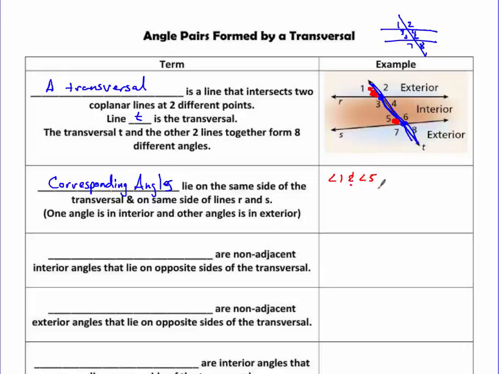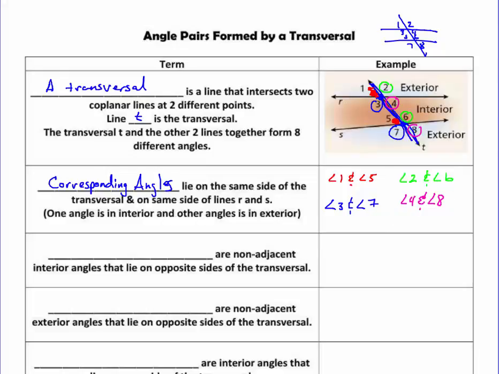It doesn't mean they're the same, it just means that they're in the same position. And if we go around here, we can see that angle 2 and angle 6 are in the same place. So angle 2 and angle 6. We can see angle 3 and angle 7. And the last one, angle 4 and angle 8. Okay, those are called corresponding angles. They're in the same position.